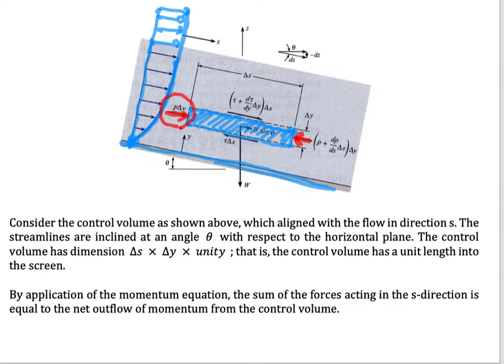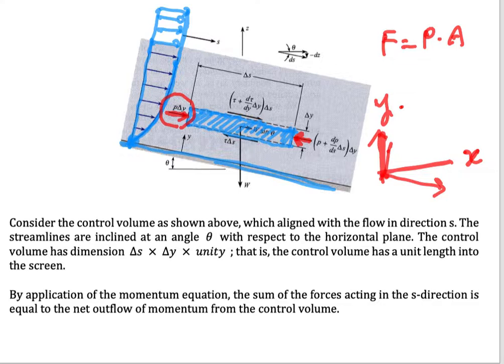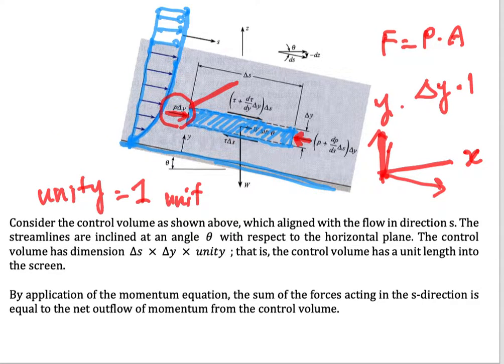In this calculation, we know that force is equal to pressure times area, but we only assume that we are two-dimensional. So we have the Z. Okay, I'm sorry. In this one, this is the Z, this is the X, and this one is the Y. So here we are using delta Y times 1, meaning the width of this control volume is unity, equal to 1 unit. Okay, this is to simplify our calculation.